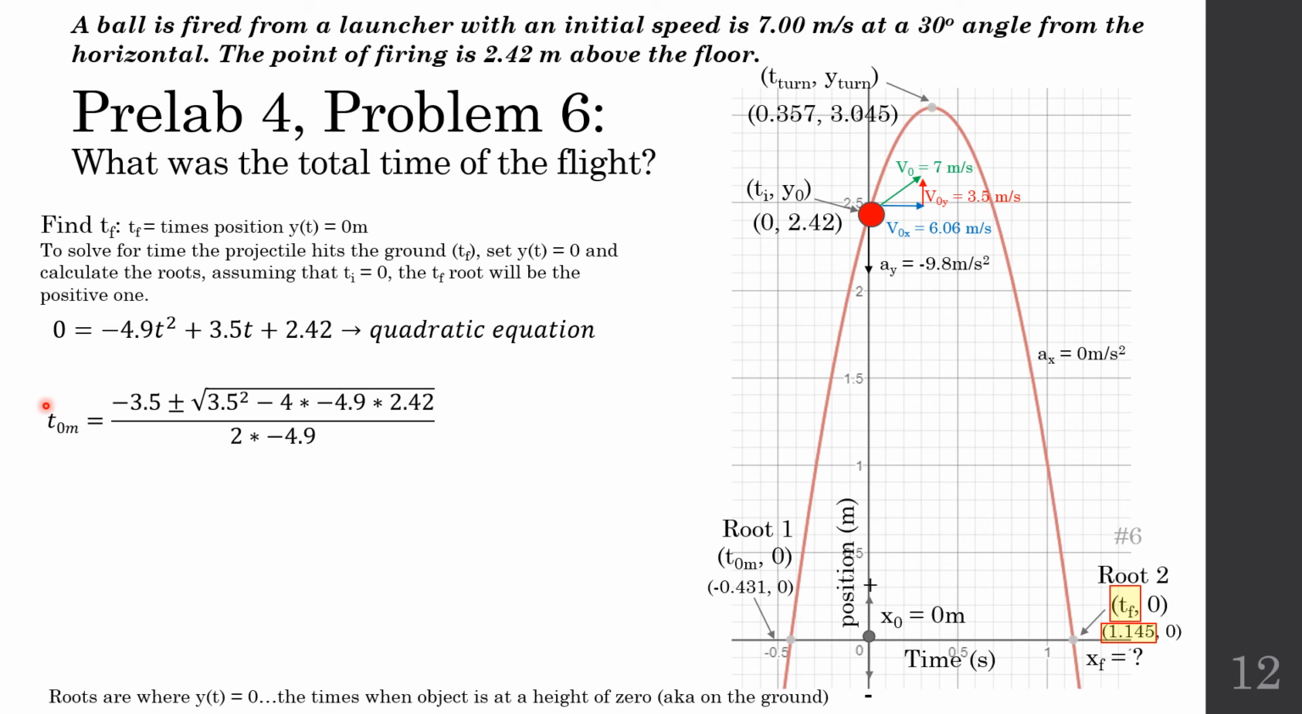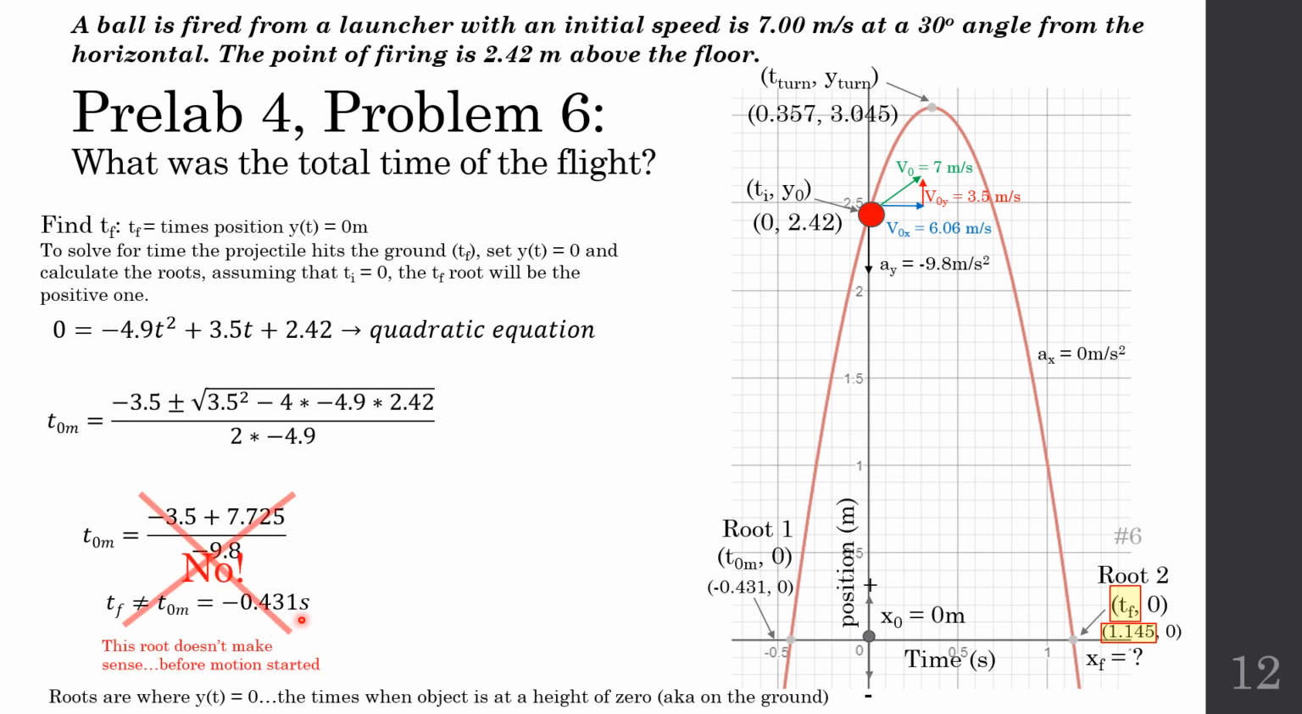Once we do that, we get one of our roots is equal to negative 3.5 plus 7.725 over negative 9.8. And this turns out, unfortunately, to be our negative root. So this is not the one that we want.